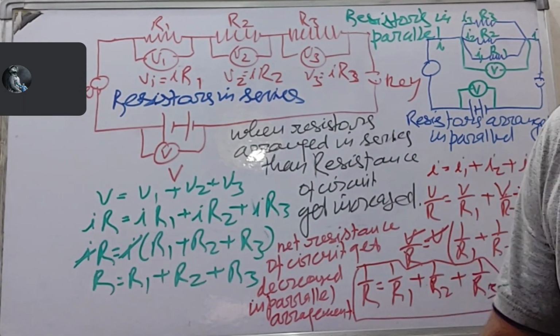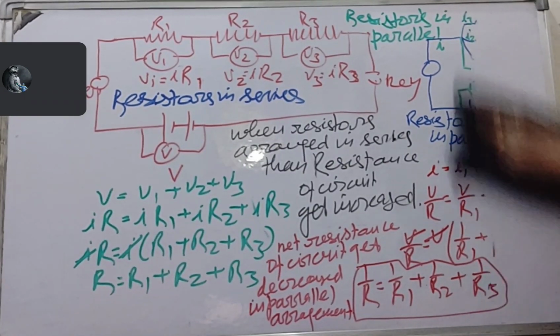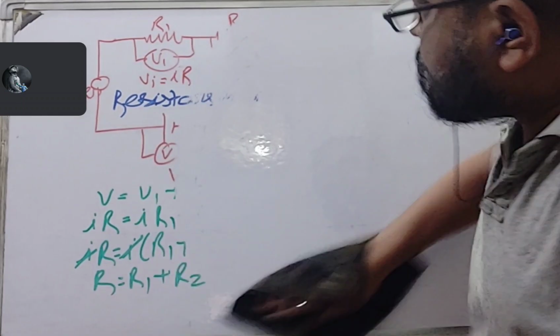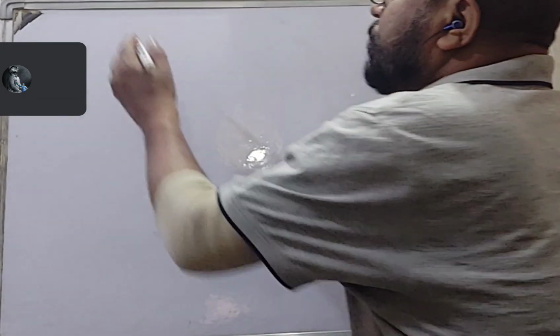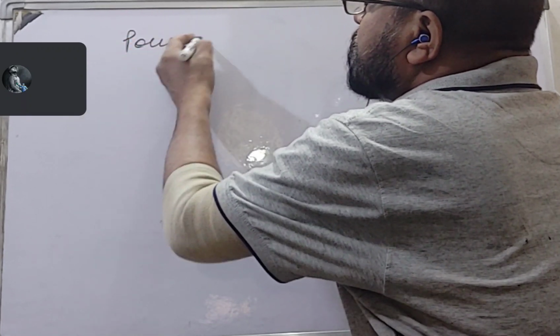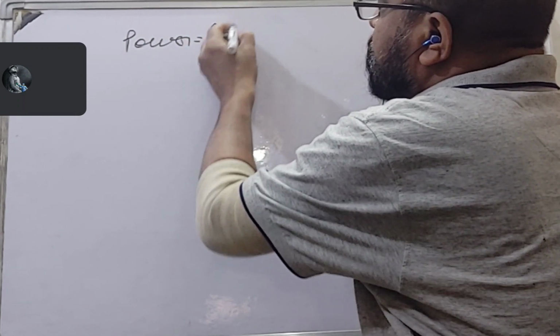Okay. Now should I rub this? Now, as you know, power is equal to the rate of work done.